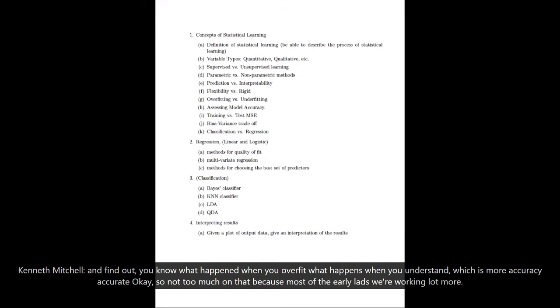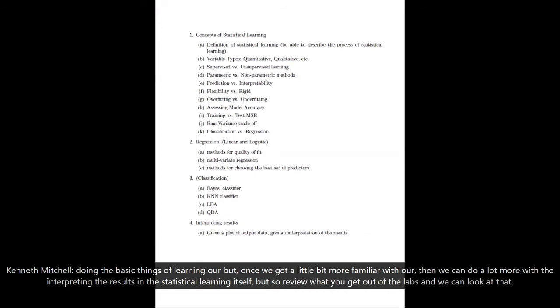Okay, so not too much on that, because most of the early labs were working a lot more on doing the basic things of learning R. But once we get a little bit more familiar with R, then we can do a lot more with interpreting the results and the statistical learning itself. But review what you get out of the labs, and we can look at that.